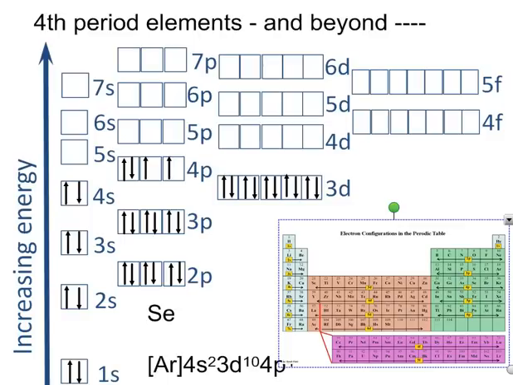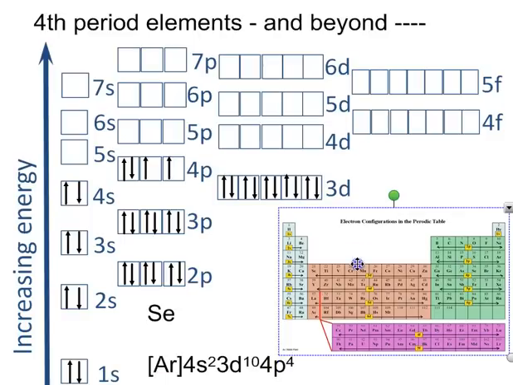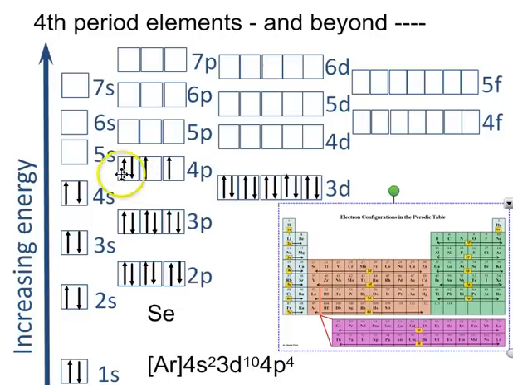For selenium, we now have 4 electrons in the P sublevel. So now we can start to pair them up. We have 1 pair, 2 singles in the 4p sublevel, and the electron configuration for selenium is argon, 4s2, 3d10, 4p4.